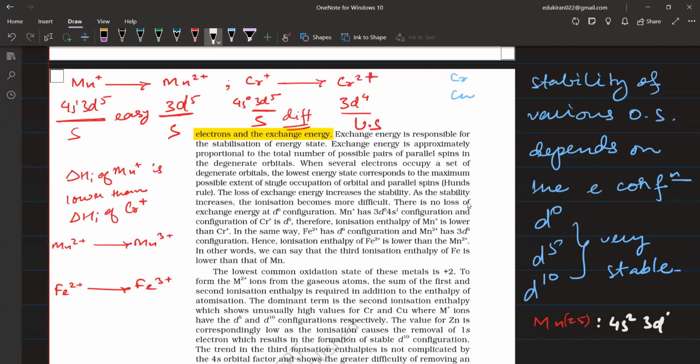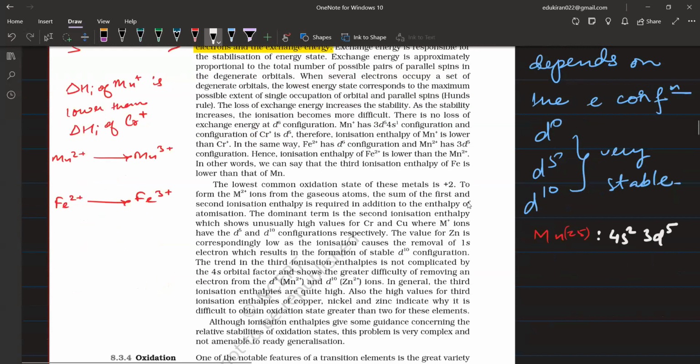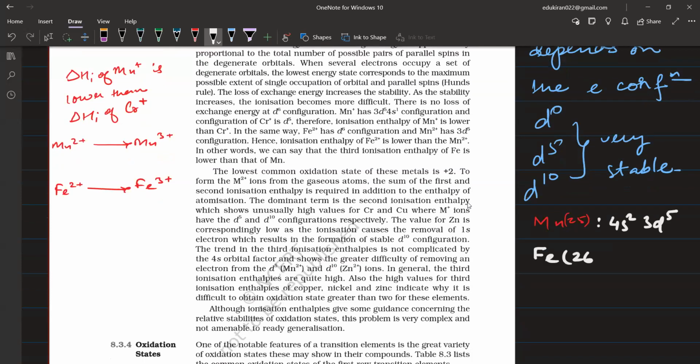Fe has atomic number 26. What will the electronic configuration become? Outermost electronic configuration, please remember. You have 1s2 2s2 remaining there. Outermost electronic configuration will be 4s2 3d6. Okay. So Mn2+ will be having how much?